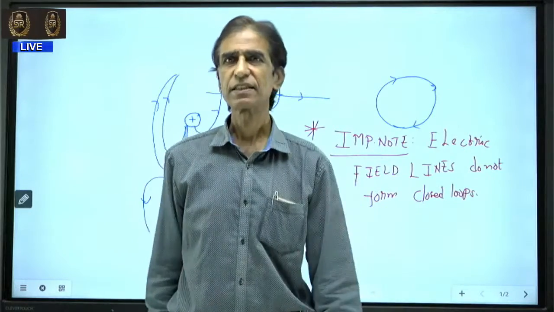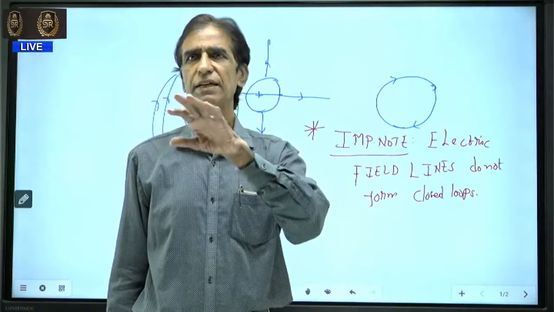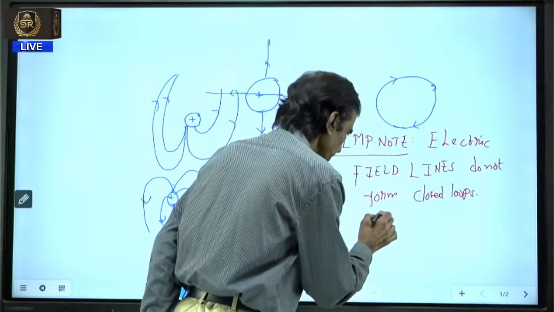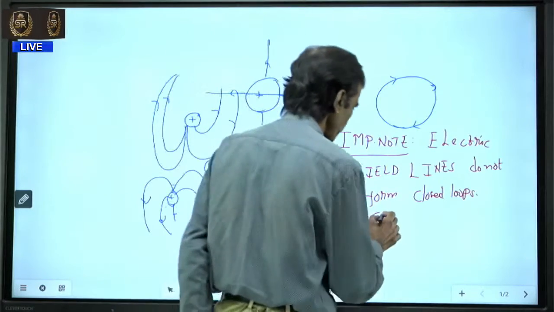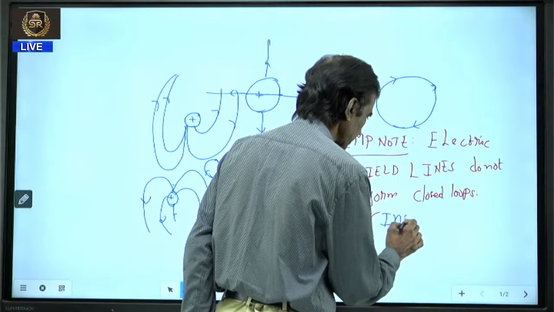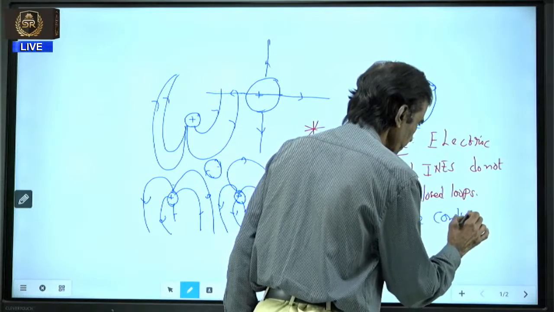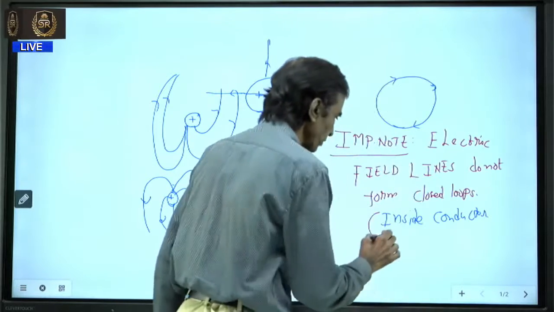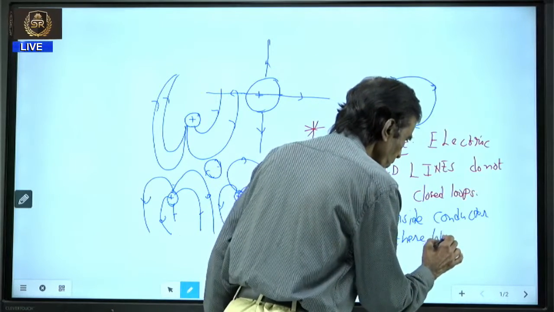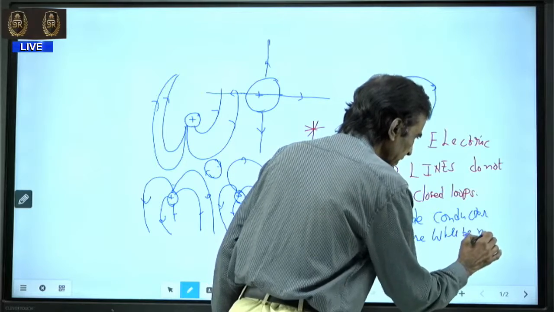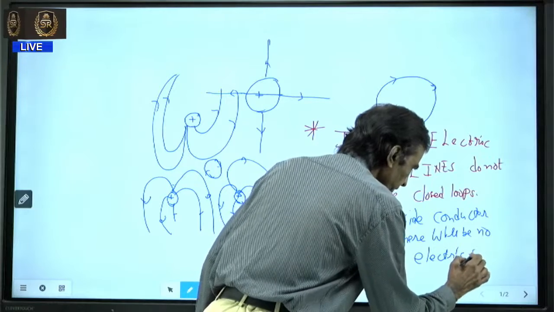What is the explanation for this? The reason is that inside a conductor, there will be no electric field. Inside a conductor, there will be no electric field. That is the reason.